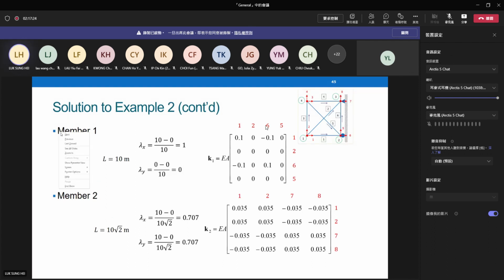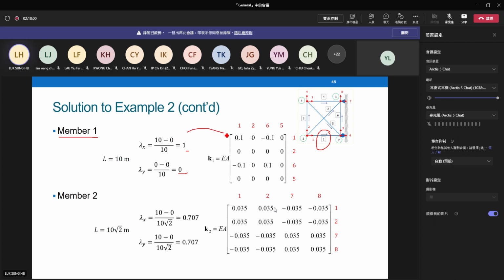So go back to the problem here. Quite similar to example one. Here we consider each element separately, using the same element matrix and arrangement. Element one is a horizontal member. For a horizontal member pointing from left to right, you notice that one number is 1 and the other number is 0. It's the same for horizontal or vertical members, because for a horizontal or vertical member, one number is 1, the other number should be 0.